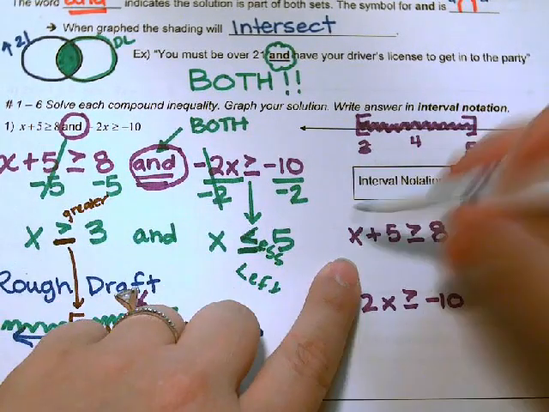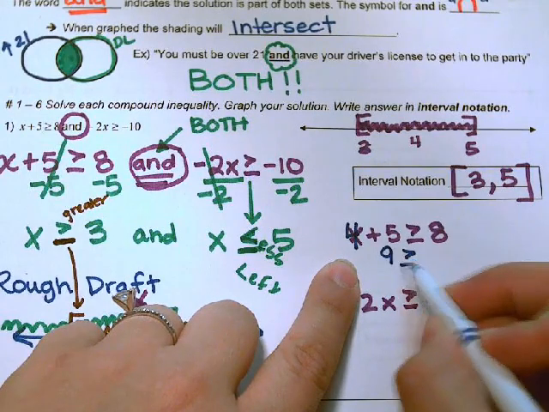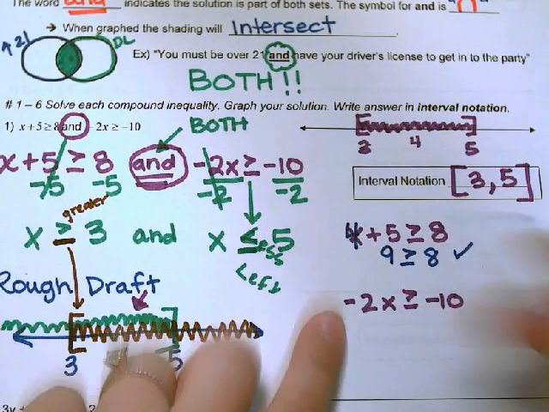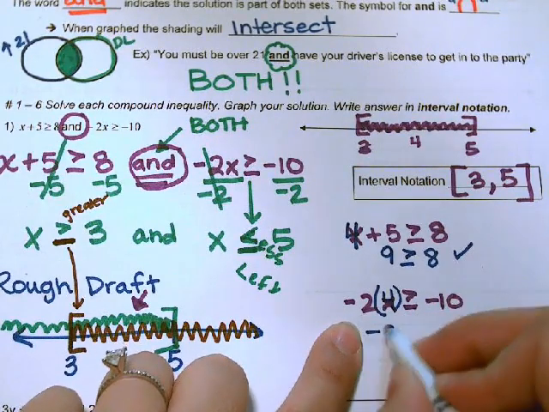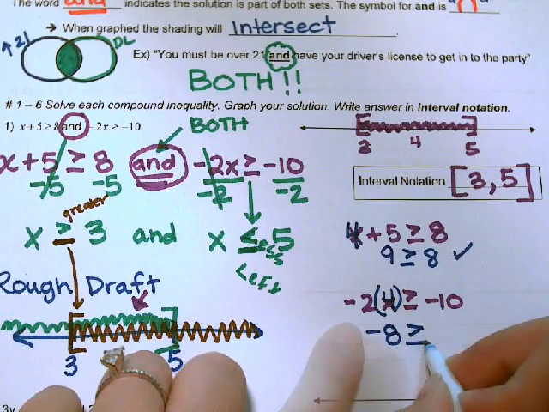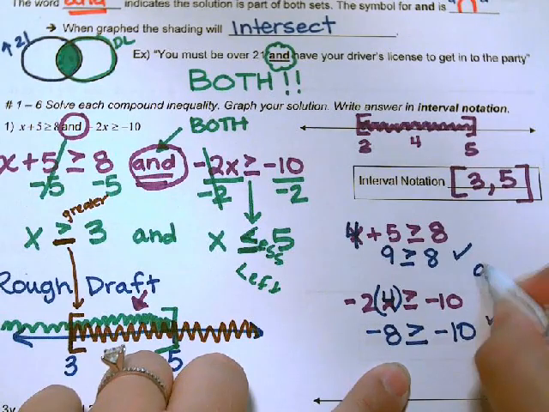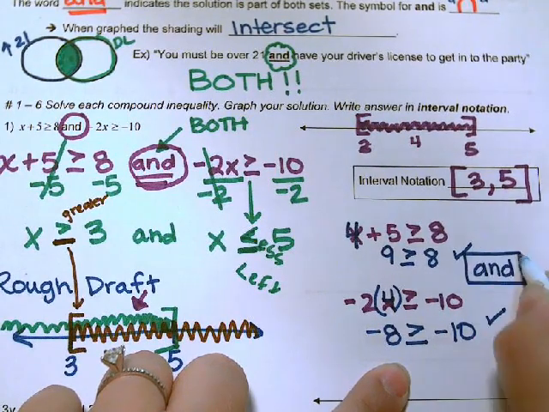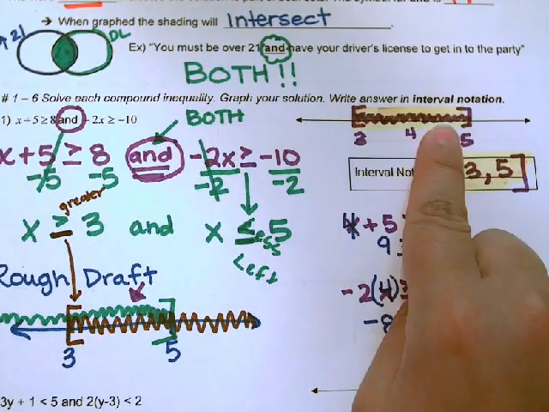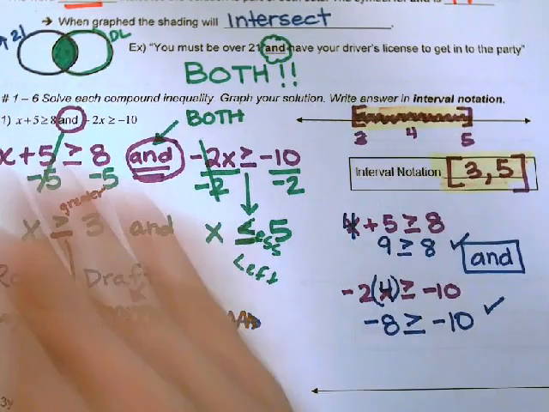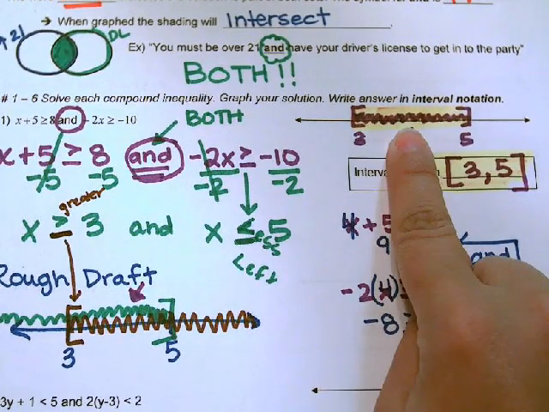So if I plug in a 4 right here, I would have 9 is greater than or equal to 8, so it works. If I plug in 4 here, I would have -2 times 4 is -8, and -8 is more than or equal to -10. So it works in both. Again, that's what the word "and" represents. So this is our solution graph, and this is our answer. All of this helped us get what we needed.